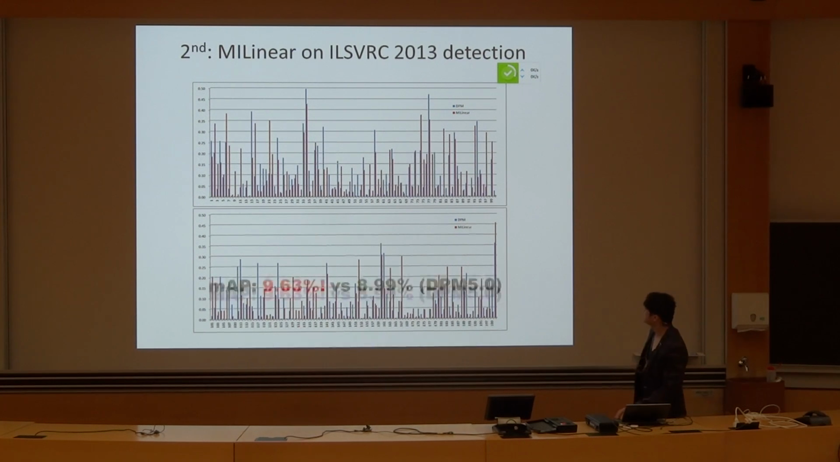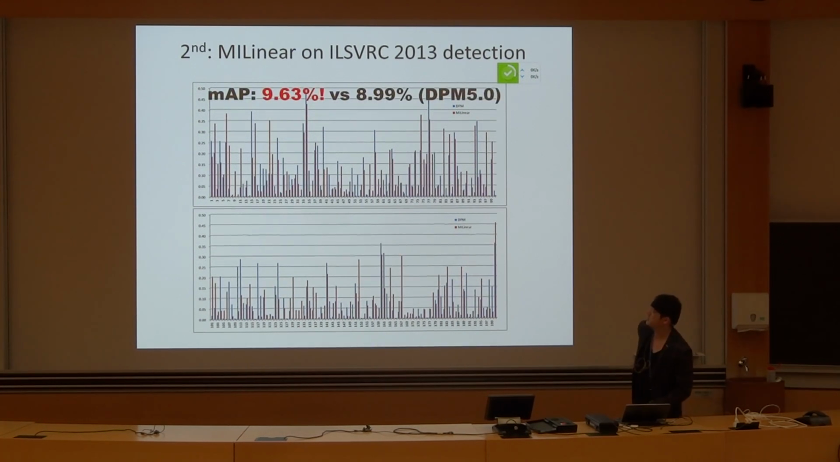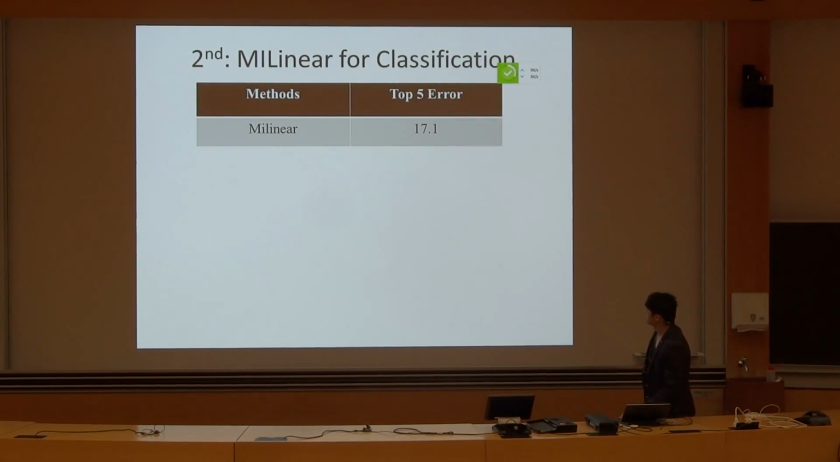Actually, in this task, our results obtained 9.6 in average precision, and the DPM only 9. So we beat DPM. But consider that we only use the weakly supervised learning, and we don't use the labels of object location in the training data set, which I think is actually an amazing result. So we have seen the power of this weakly supervised learning.